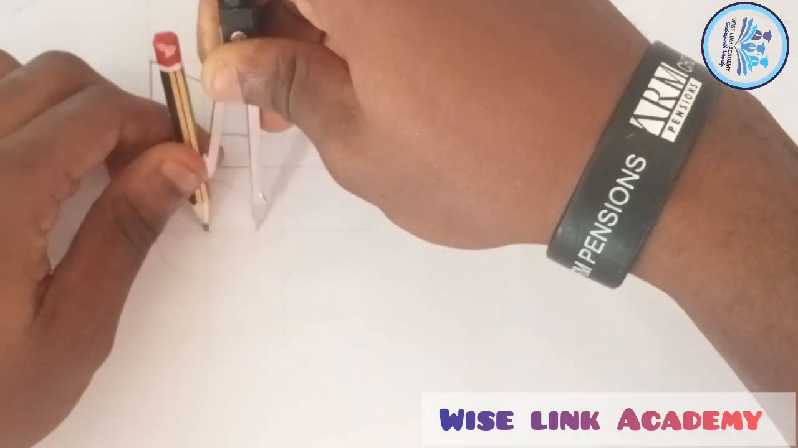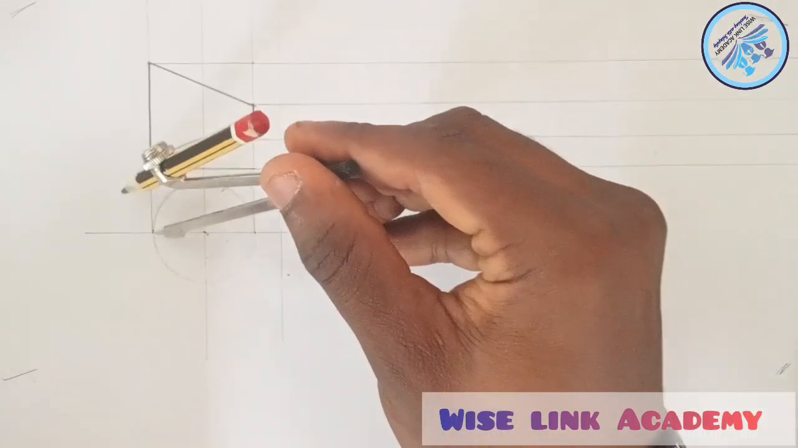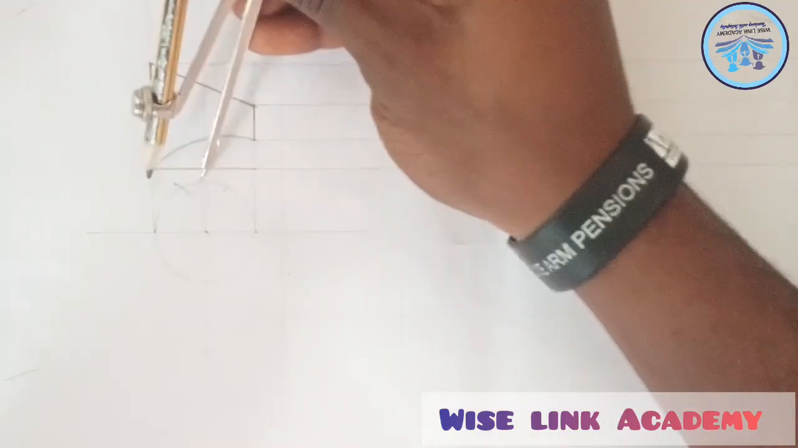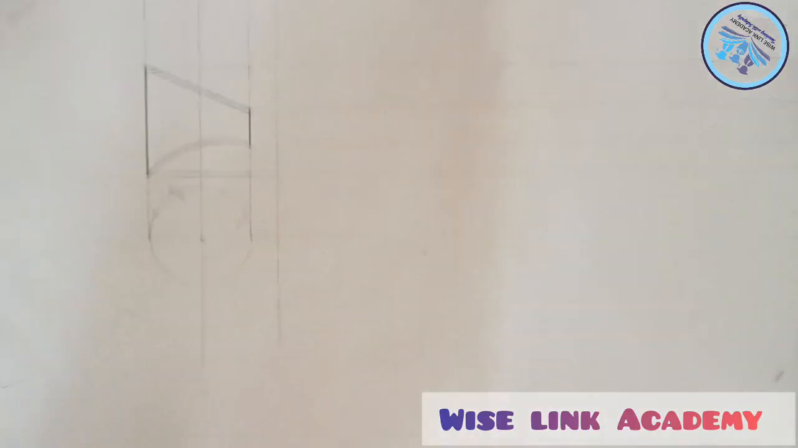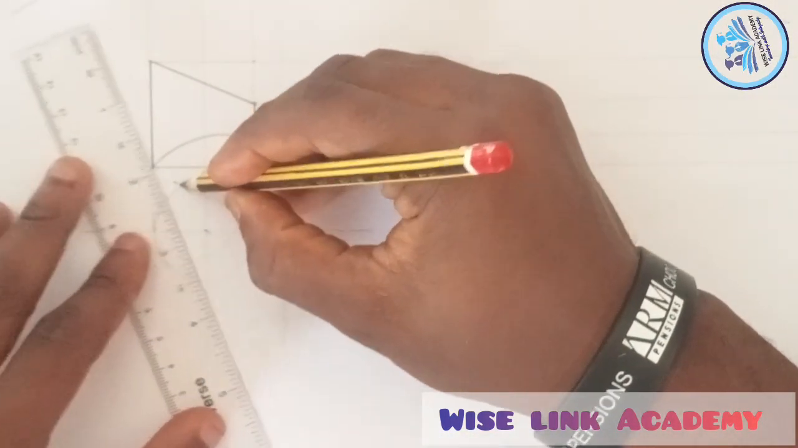Don't forget our aim is to divide the circle into 12 equal parts. So take it 1, right? Come to that side. And then 2, right? Take it from this point 1, then 2. Then with the help of my meter rule, I will connect those points to my center.